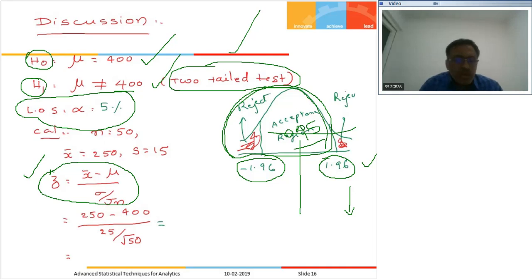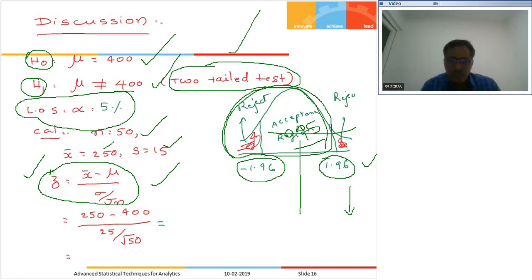Now once we are very clear about this, these are the values available with us, all given in the problem. N equal to 50, x bar is 250, s equal to 50. N is the size of the sample, x bar the mean of the sample, and s the standard deviation of the sample. Then this is the formula we use, x bar minus mu by sigma by root n. This we calculate.